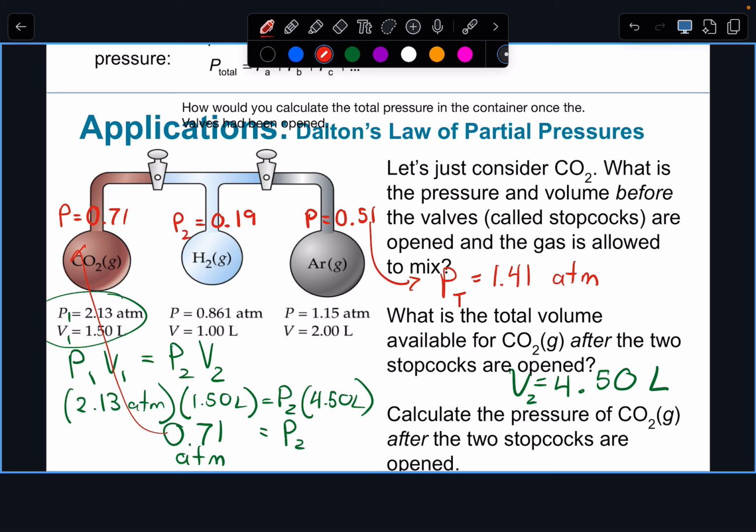So we're going to find the individual pressures of each one and then add them together. That is the only way you could do this problem. You're just not given adequate information to solve it any other way, because you don't have the number of moles. You don't have the temperature. You have to rely on those individual gases to then give you the total.